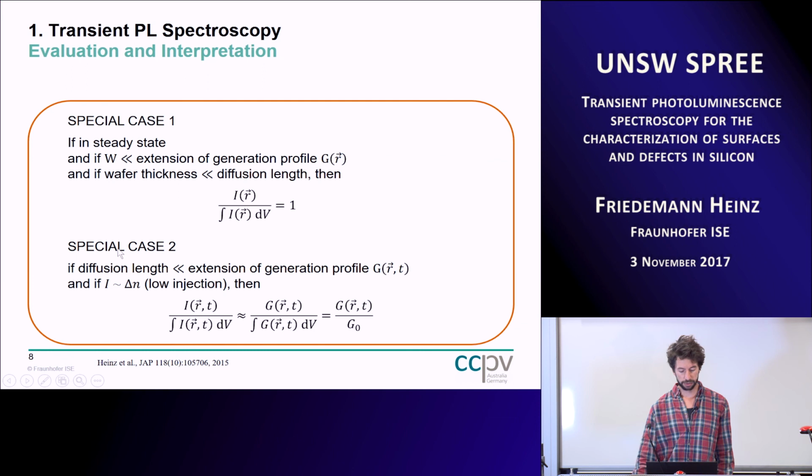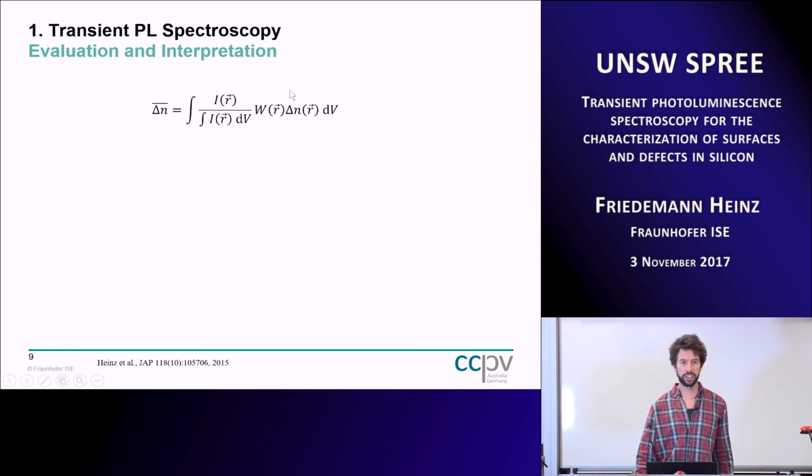The other special case would be if the diffusion length is very small compared to the generation profile. If we are in low injection, then the distribution of the charge carrier density is always just given by the injection profile of the laser. This is in silicon usually not the case, simply because of the large diffusion length, but maybe, for example, in direct semiconductors, this would be an approach. But can this problem be generally treated?